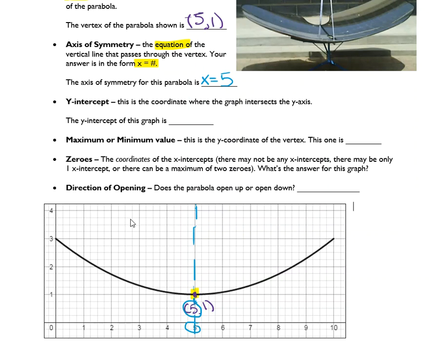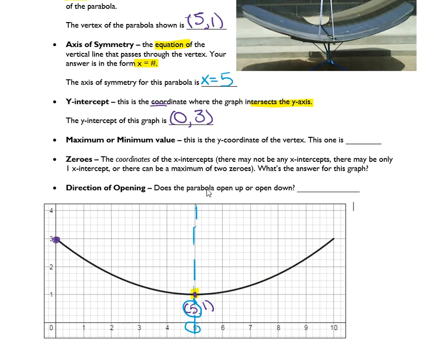The next piece we're going to talk about is the y-intercept. You already know what a y-intercept is. The y-intercept is the coordinate where the graph intersects the y-axis. So our y-intercept is right here. There's our y-intercept. So the y-intercept, we're going to write it as a coordinate. The x value is always a 0 on the y-intercept, and then 3 is the y value.